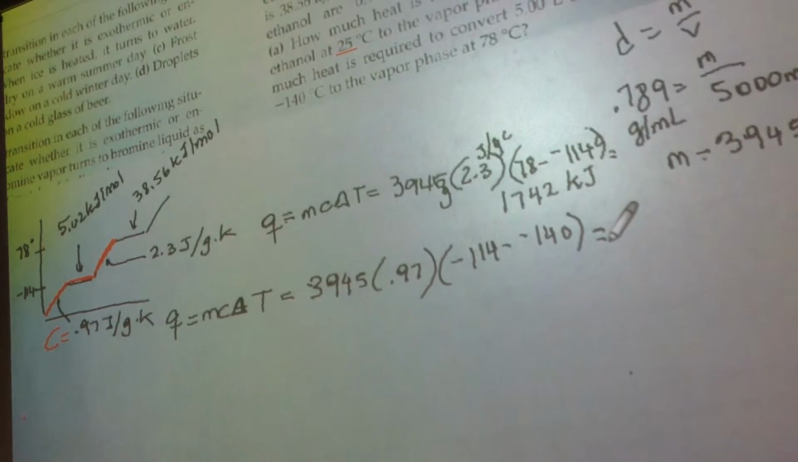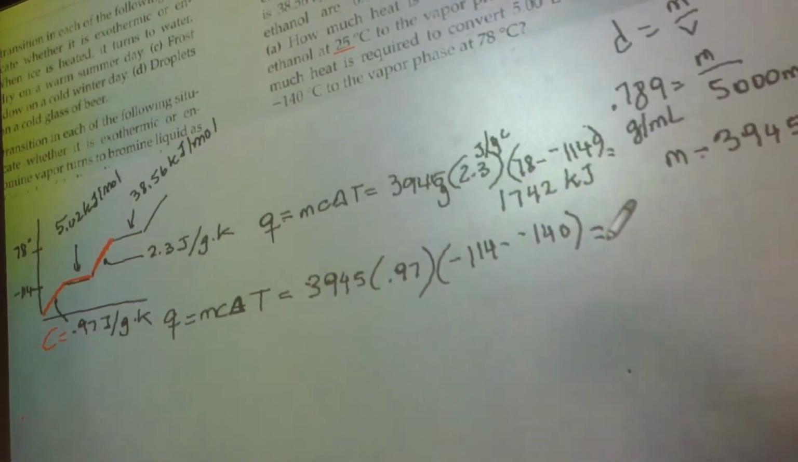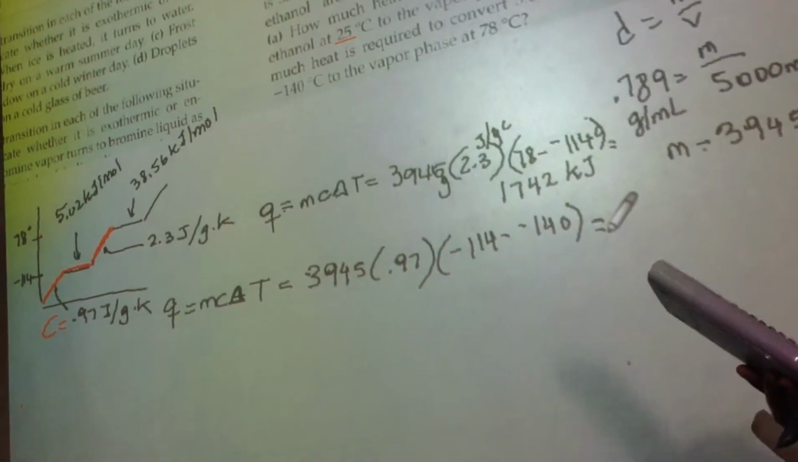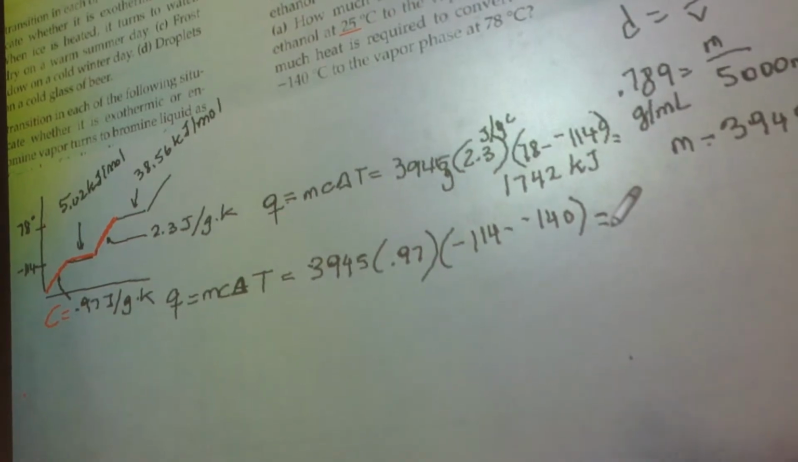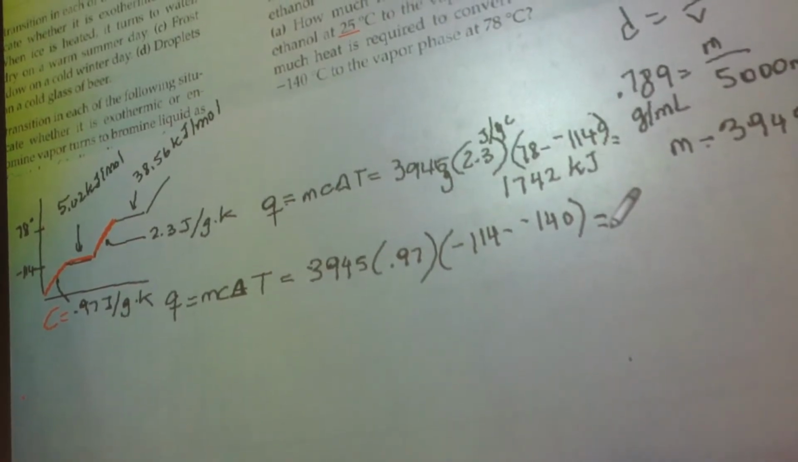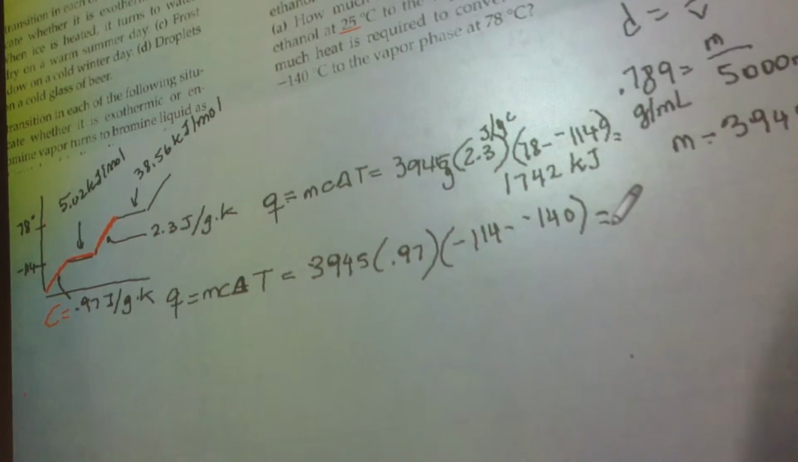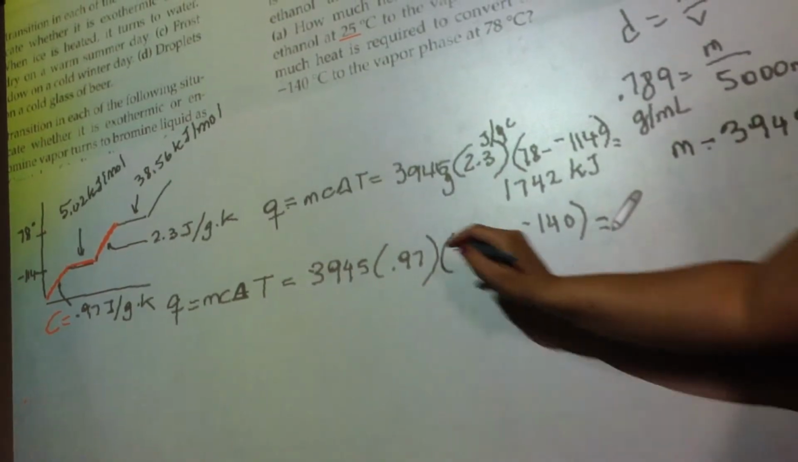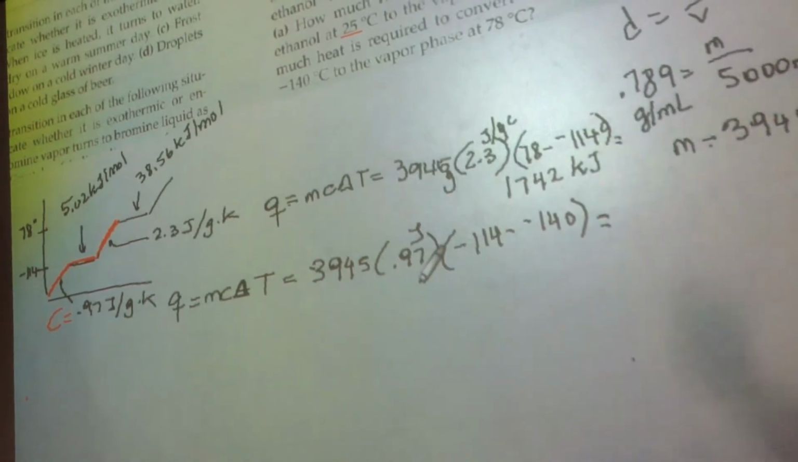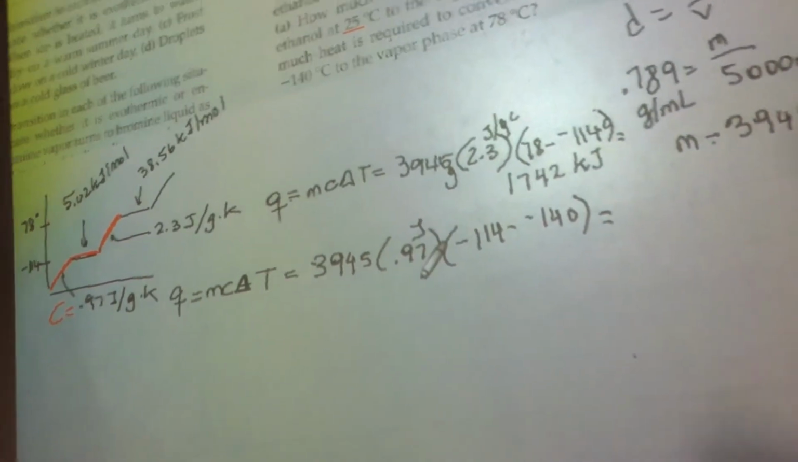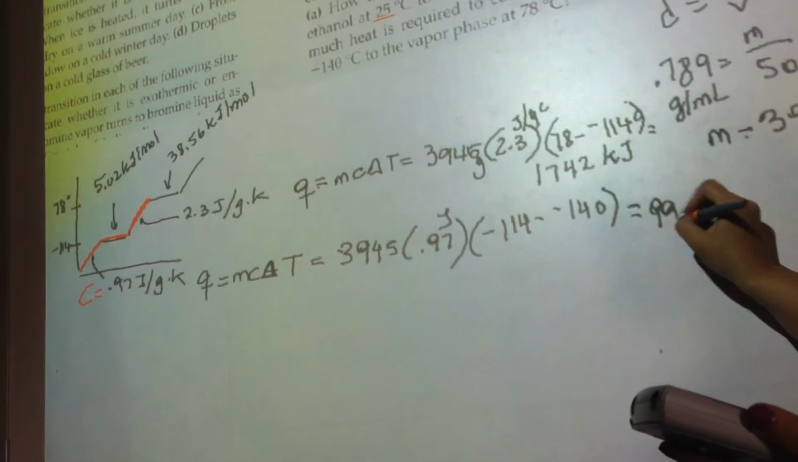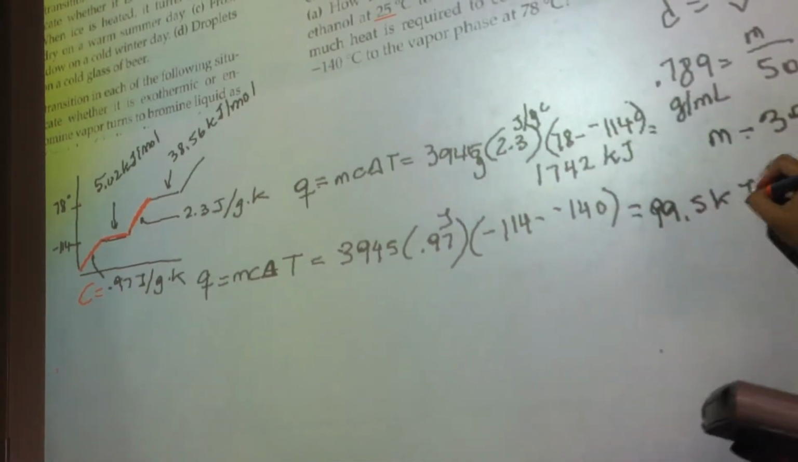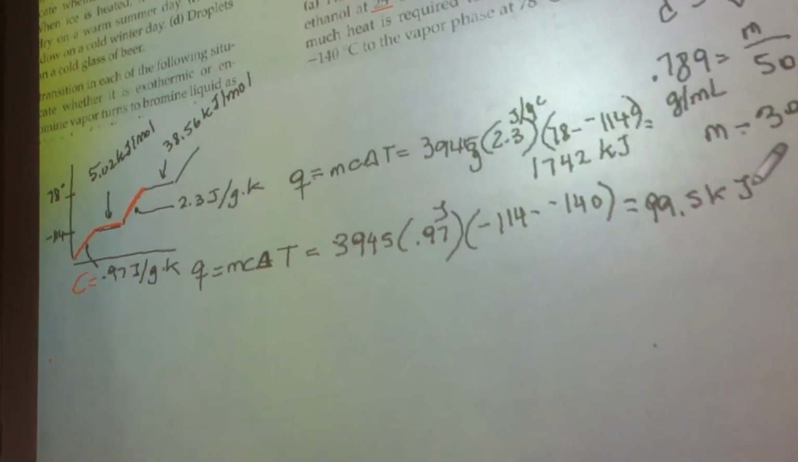There's a second reason why I'm doing it. It's not just because it's so big that I want to write fewer digits. This second one also ends up being a very large number, so I'm just going to go ahead and change it. This was in joules, so I'm going to divide by 1,000 to change it to kilojoules. This is 99.5 kilojoules. All right, any questions so far?